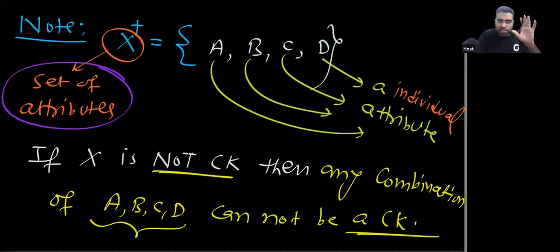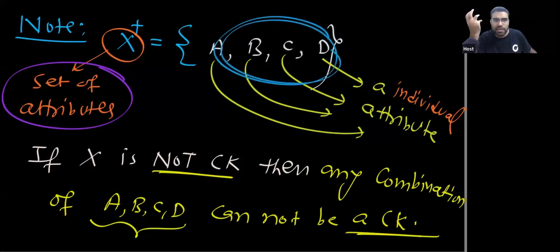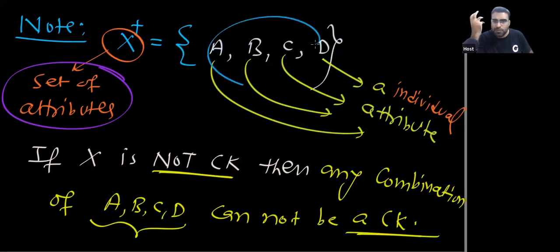So please tell me, did you understand the logic? Simple logic I am asking. See, if you know X is not a candidate key, it means X cannot determine everyone. So it is obvious that these attributes cannot create a candidate key, because they cannot determine everyone. Yes or no? Is this clear?